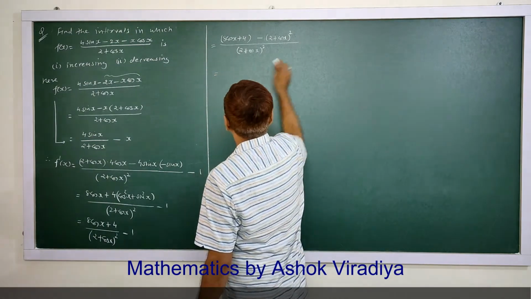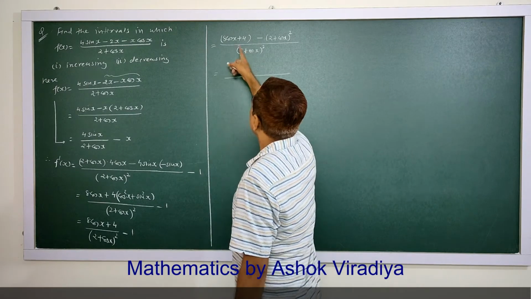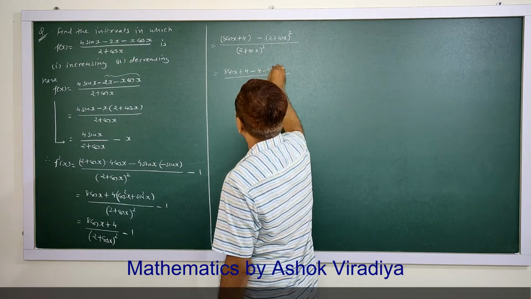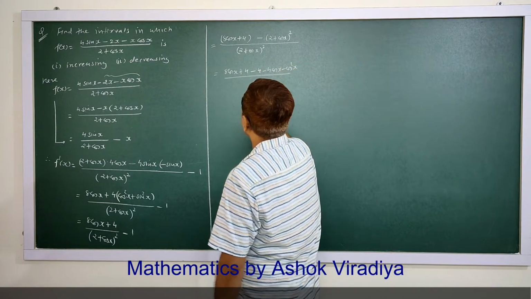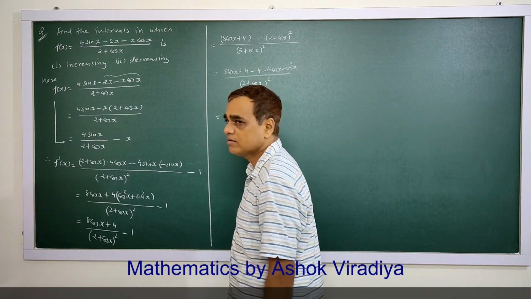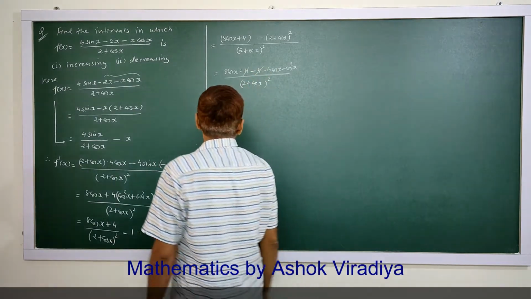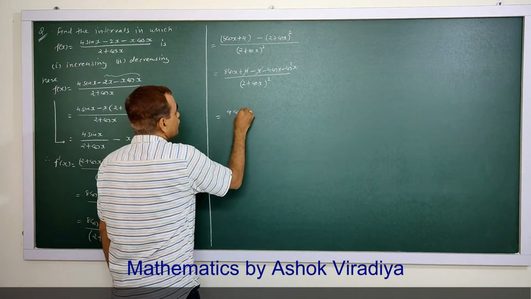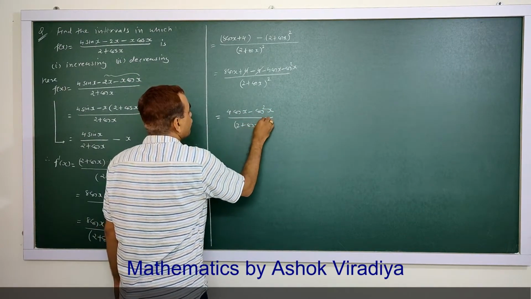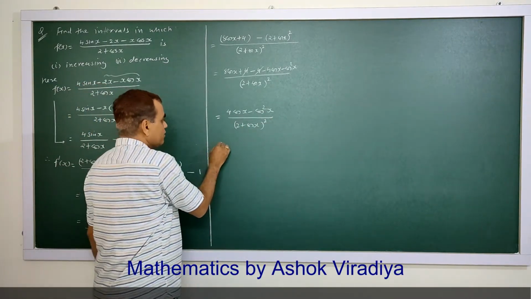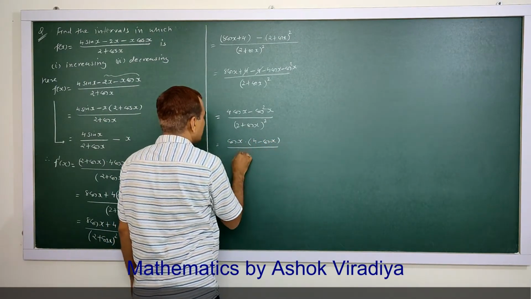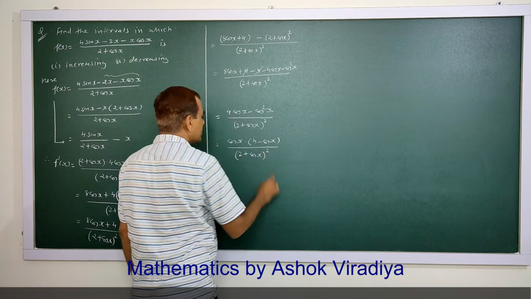So simplifying this, it is 8 cos x plus 4 minus 4 minus 4 cos x minus cos square x upon (2 plus cos x) whole square. Now the 4 cancels. 8 cos x minus 4 cos x is 4 cos x, minus cos square x, upon (2 plus cos x) whole square. That is equal to cos x common, (4 minus cos x) upon (2 plus cos x) whole square.